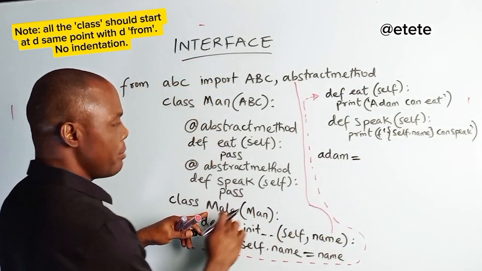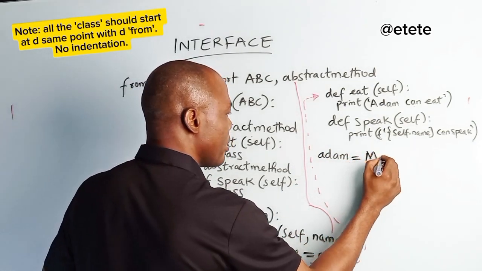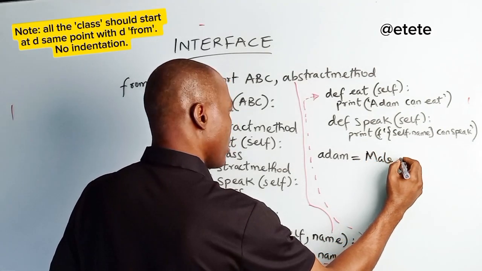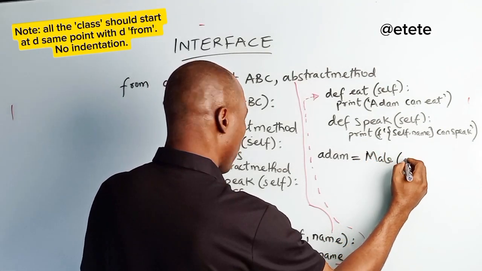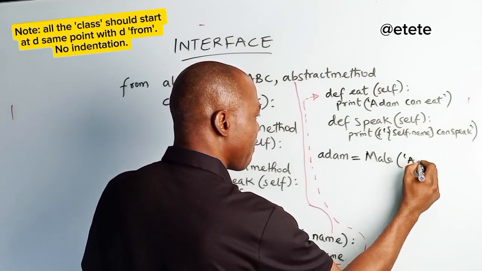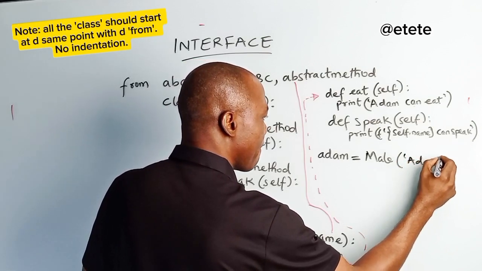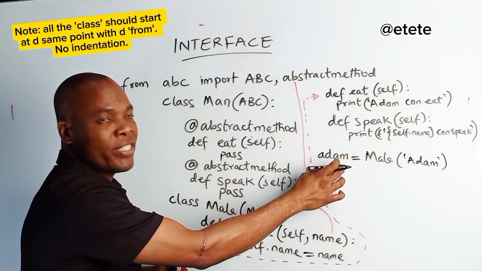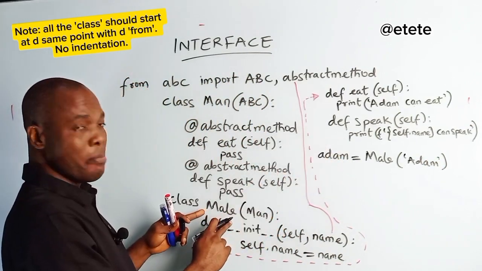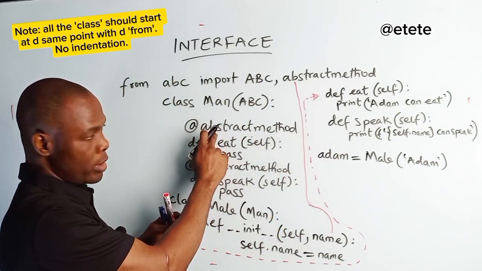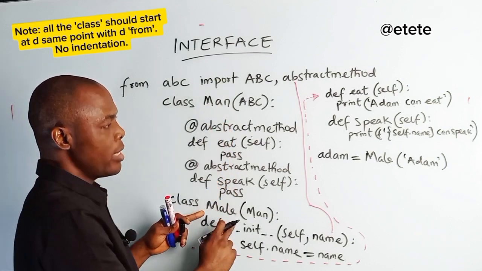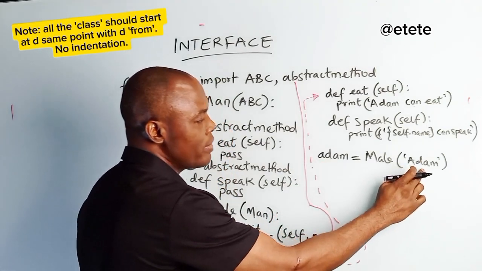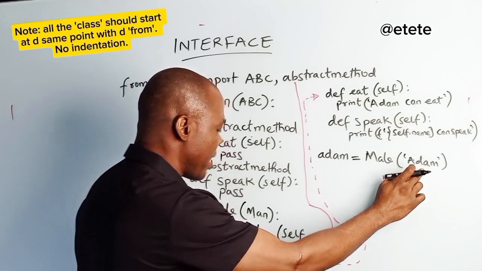Then I will call this Male, the constructor, and I will supply one parameter to it, which is what? Adam. Now I've instantiated an object for this Male class, not this Man, but for Male. And it's Adam. So I've given this first parameter to it.